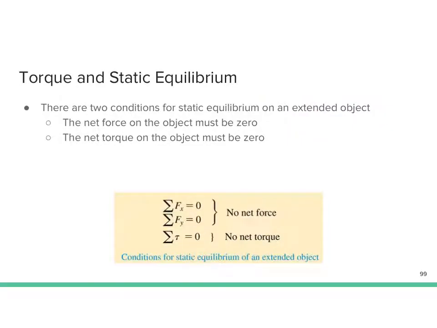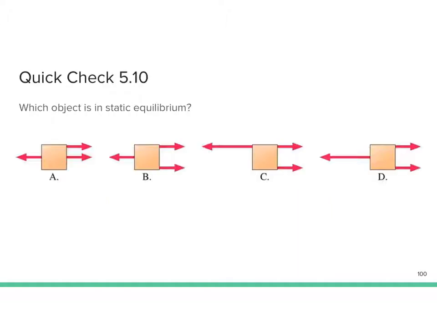So for that, we need to extend our definition of static equilibrium. Before, it was just a particle, so it was just no net force. But now, it's also no net torque. The net force on the object must be 0, and the net torque on the object must also be 0 in order for it to be considered in static equilibrium.